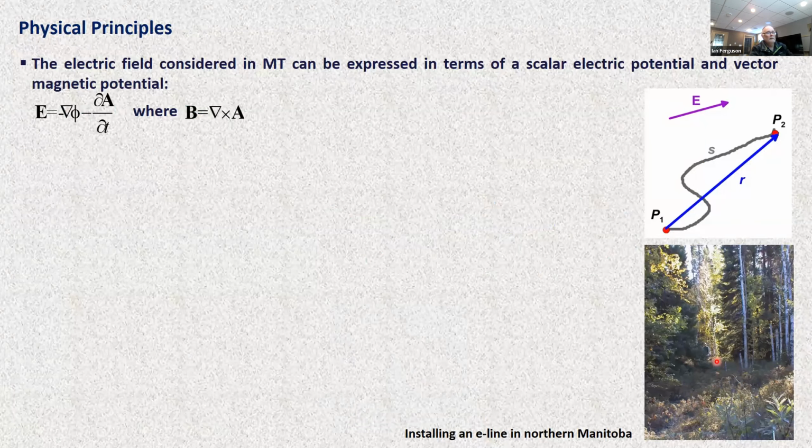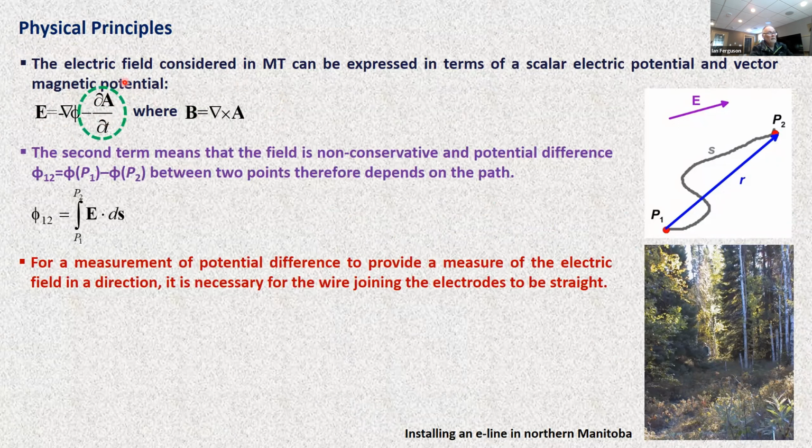So let's just take a quick look at the physical principles. The electric field that we use in MT can be described in different ways. One way is in terms of a scalar potential and a magnetic vector potential. The presence of the second term in this equation here means that the electric field is non-conservative, and therefore the potential difference between 2 points depends on the path of integration, or the path of the wire between those 2 points. So for measurement of potential difference to provide a measure of the electric field in a direction, it's necessary for an unshielded wire joining the electrodes to be straight.